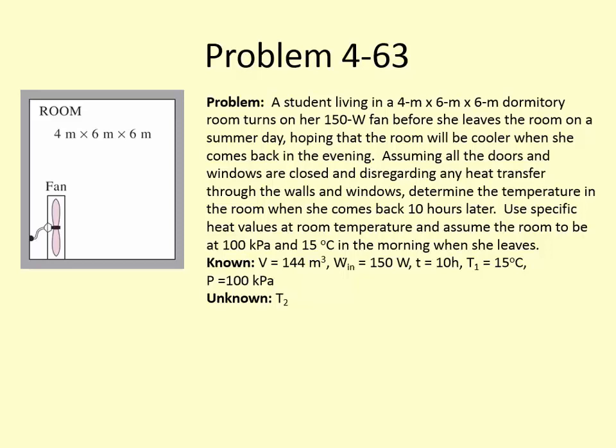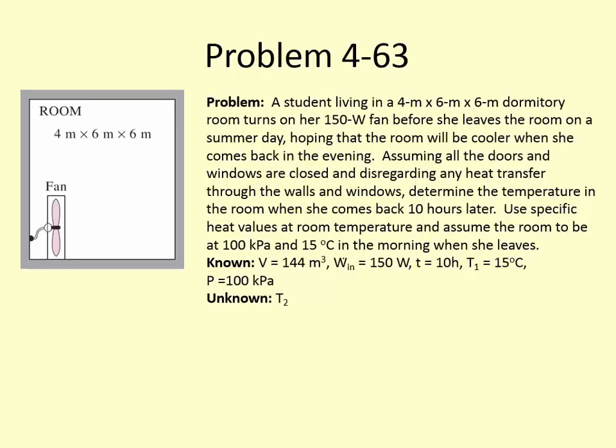Assuming all the doors and windows are closed and disregarding any heat transfer through the walls, determine the temperature when she comes back 10 hours later. So use the specific heat values at room temperature and assume the room to be at 100 kilopascals and 15 degrees Celsius in the morning when she leaves. Which is kind of funny because if her room is 15 Celsius, that's a pretty cool temperature already. I don't know why she was trying to cool it off more.